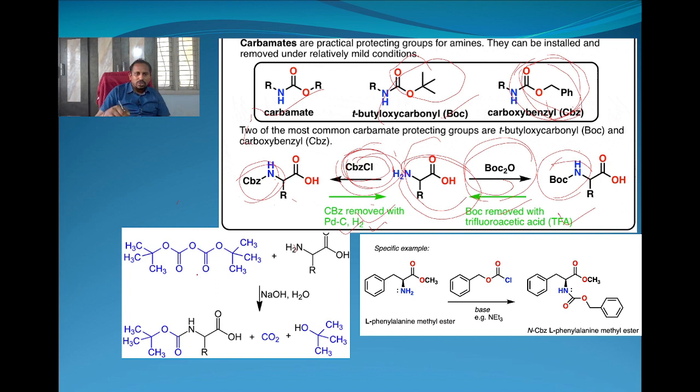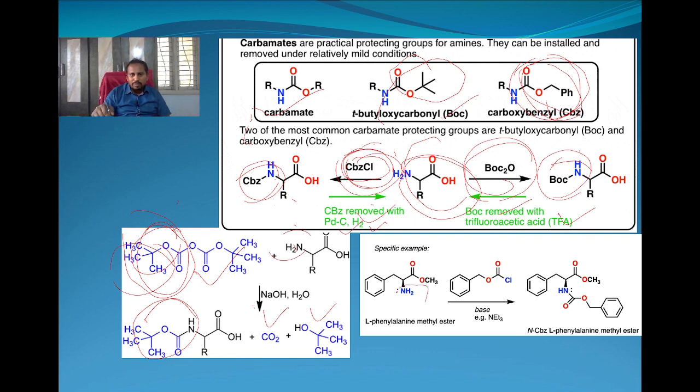This is the structure of Boc anhydride, tertiary butoxycarbonate. This is the total Boc group. The amine can be protected by Boc anhydride, so this NH will be protected by the Boc group, and carbon dioxide and tertiary alcohol are released.